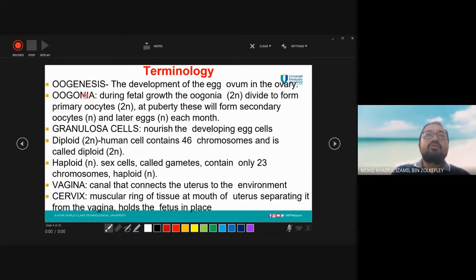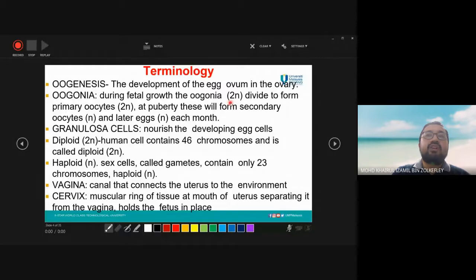So terminology, oogenesis is the development of the egg ovum in the ovary. Kalau kita belajar sebenarnya spermatogenesis, the development of sperm. Dan kalau perempuan, kita panggil oogenesis, the development of egg ovum in the ovary. And then we got oogonia during fetal growth.